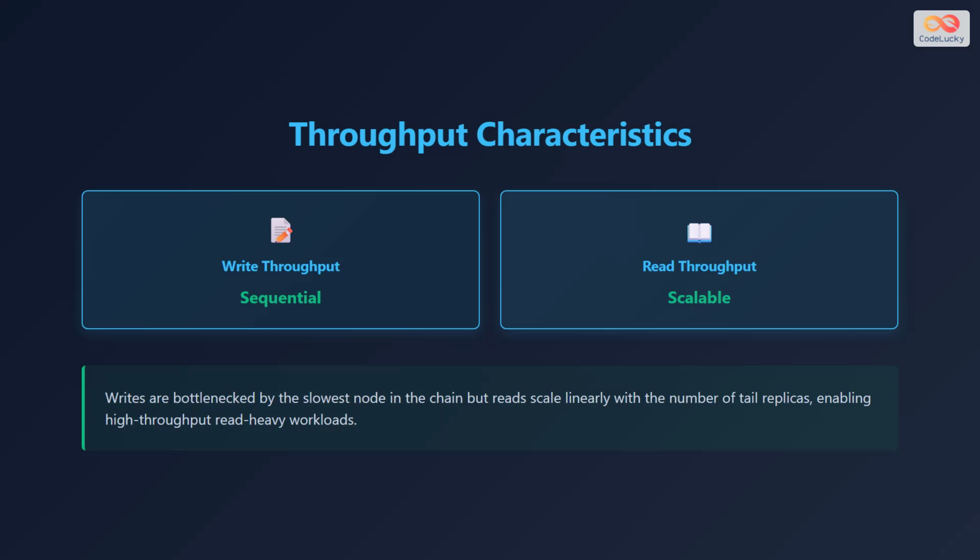Throughput in chain replication has two different characteristics. Write throughput is sequential, meaning writes are bottlenecked by the slowest server in the chain. You cannot parallelize writes because each one must flow through all servers in order. However, read throughput is highly scalable. As you add more tail replicas, read capacity increases linearly, allowing read-heavy workloads to scale without limit. This makes chain replication ideal for systems that read much more often than they write.